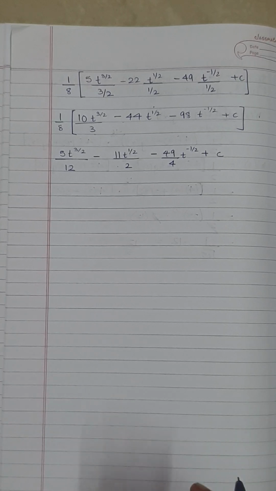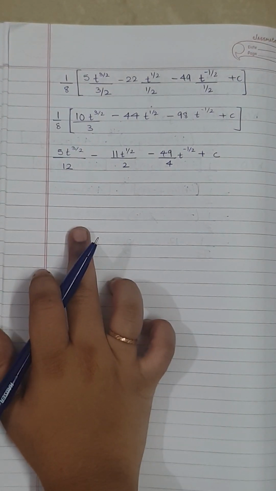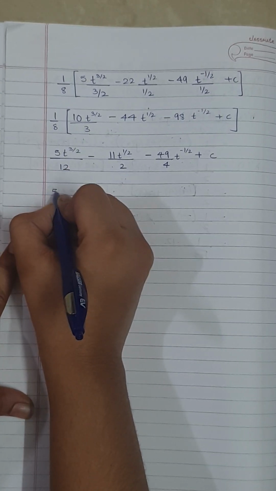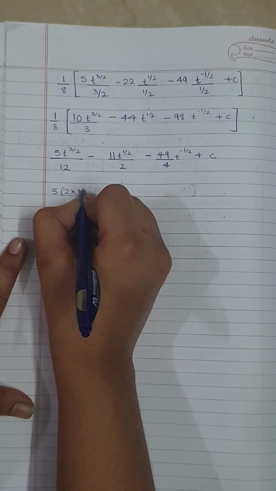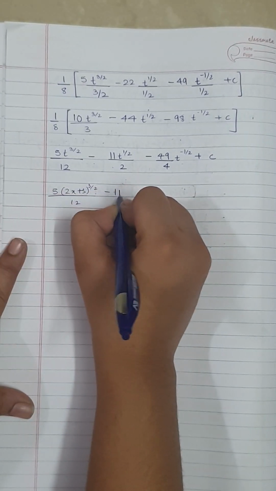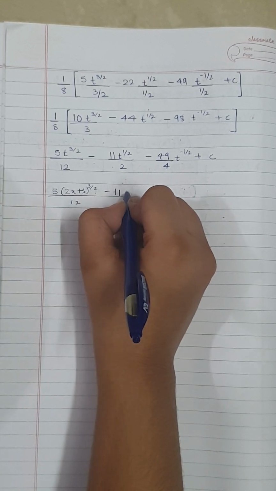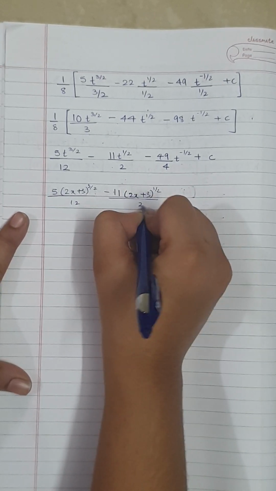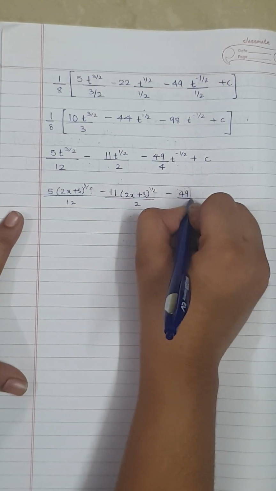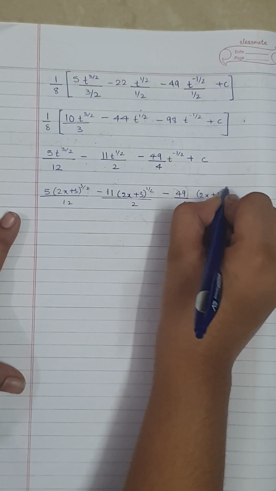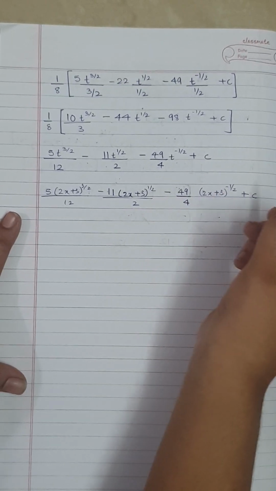Now we have to resubstitute what we had taken as t into our question over here. So resubstituting that, you have 5 into (2x plus 3) to the power 3 by 2 by 12 minus 11 into (2x plus 3) to the power 1 by 2 upon 2 minus 49 by 4 into (2x plus 3) to the power minus 1 by 2 plus c.